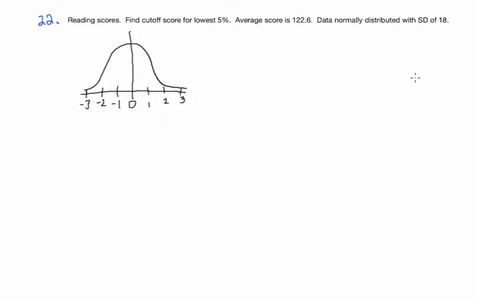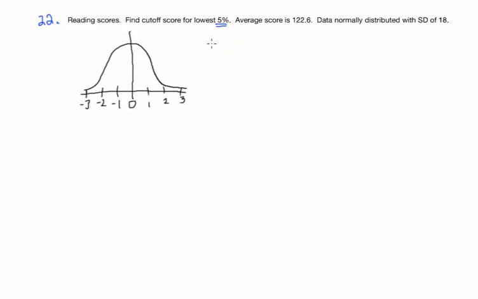I've been waiting for these kind. These are the ones where you have to go backwards. Notice in the previous 3 problems, you were given a cutoff score and asked to find the percentage chance that you got that score. Well, this one gives you a percent, and then they want to know what score lines up with that bottom 5%.